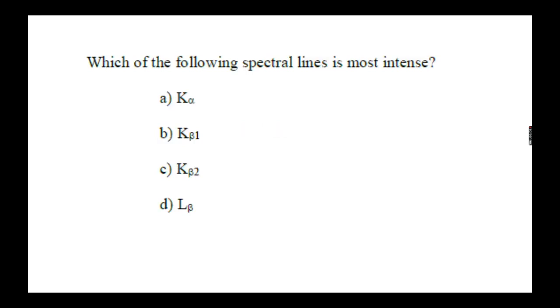Now, which of the following spectral lines is most intense? K alpha, K beta 1, K beta 2, L beta. If you know what K alpha, K beta 1, and K beta 2 are, or how we can find them, then maybe it will be easier for you to answer this question. Can you answer this question? Option A, K alpha. Okay, option A, sir. Okay. What about others?